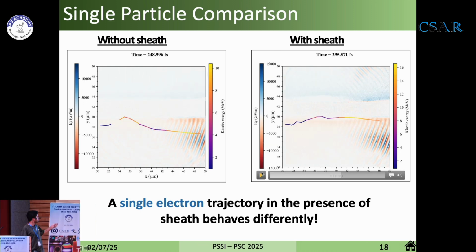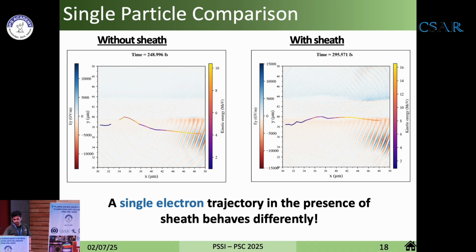If you see the case without the sheath laser, the particle just follows the laser electric field and is slightly away from the sheath field. But in the second case, the particle is dephased from the laser and the particle stays along the surface. So the single electron trajectory behaves differently, while the origin, the starting position of the particle and the energies are approximately the same.